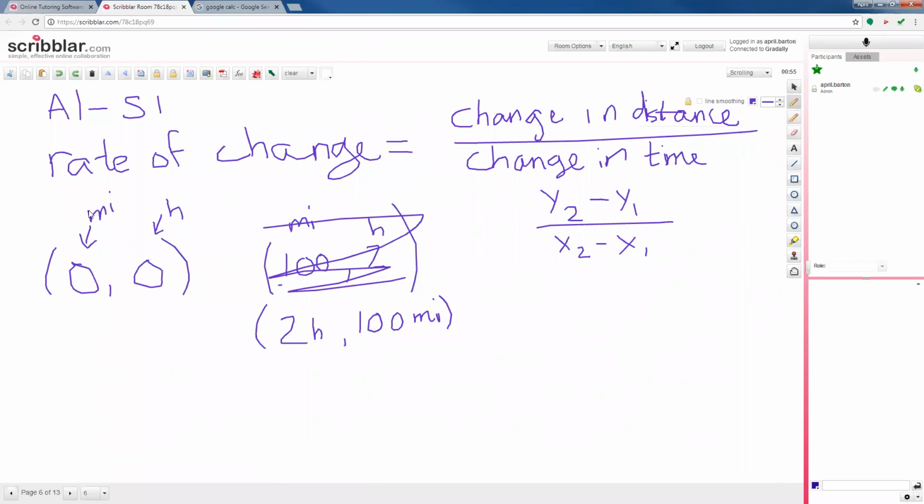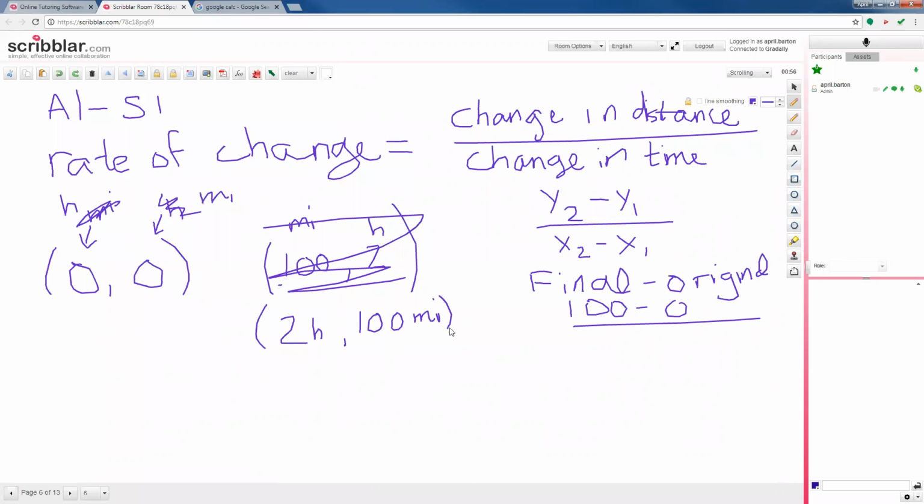Okay. So we're going to have hours first, miles second. So to find the change in distance, you do subtraction. You take the final distance minus the original. And since we didn't have any distance at first, that's just 100 minus 0.